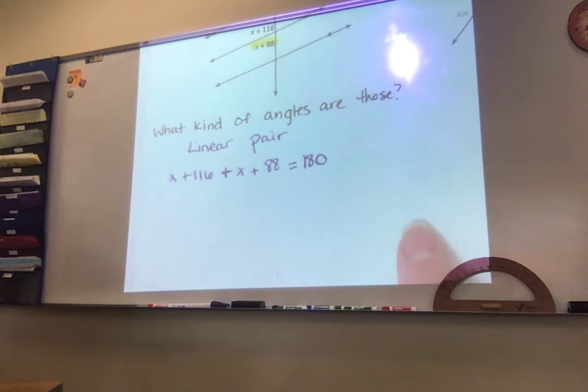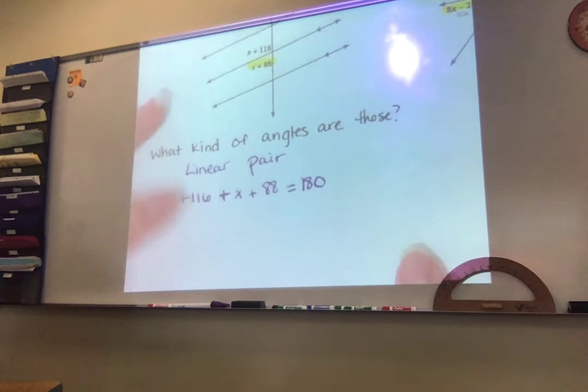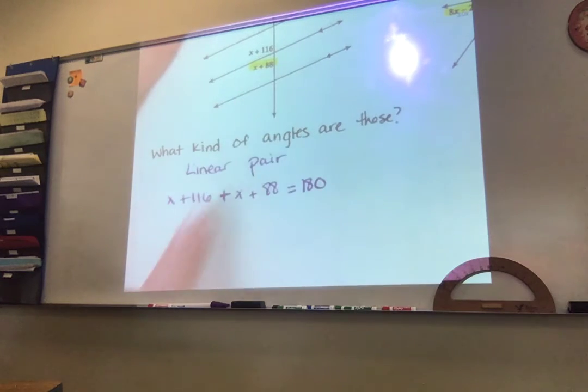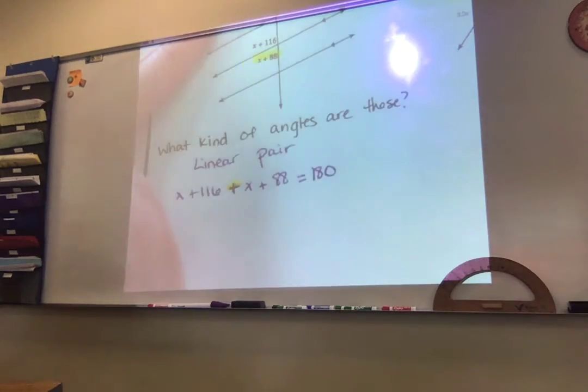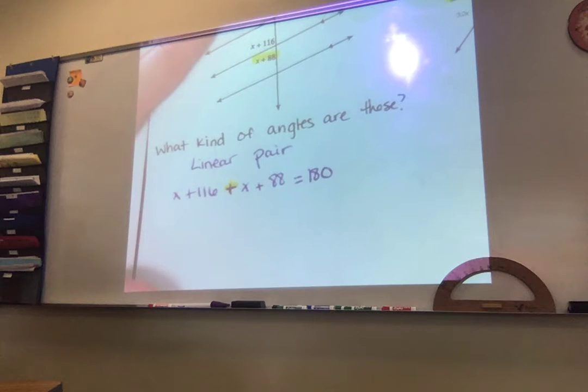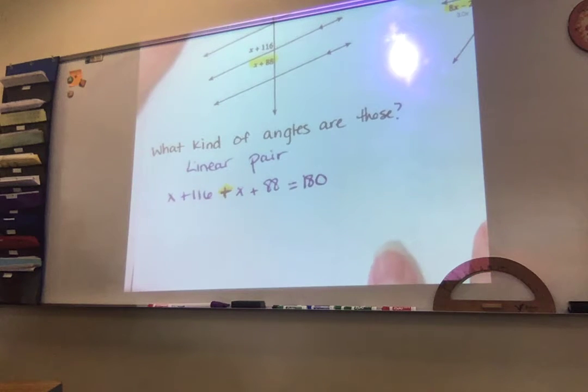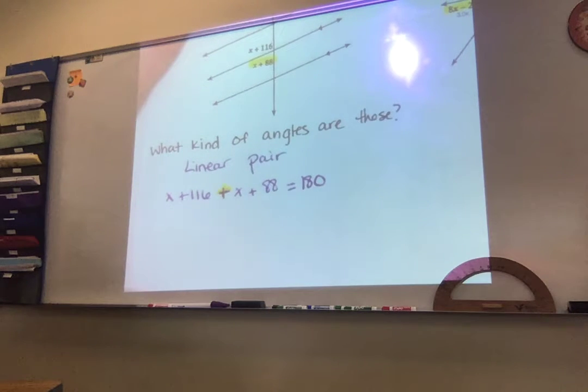All right. So again, we've written both of these expressions next to each other because when you add them together, they need to equal 180. They're supplementary. They're linear pairs. So there's a step right here that I need to simplify my equation.